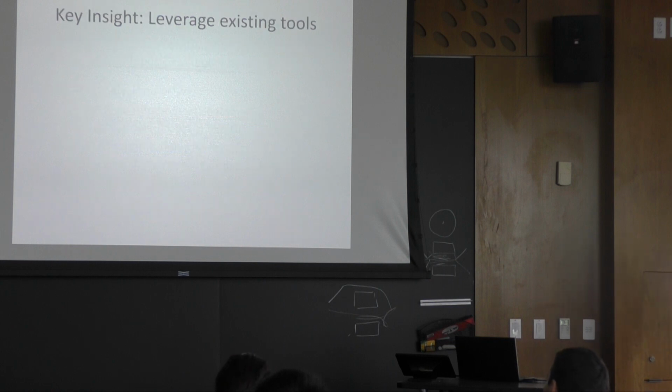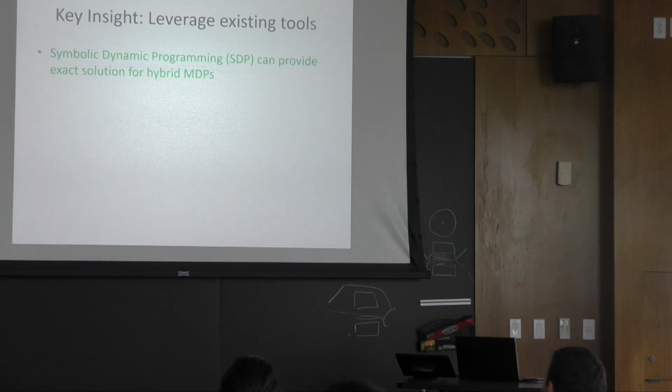Okay, and the key insight, there's not a whole lot new in this paper other than saying, hey, there are these cool tools out there and we can put them together in ways that no one's considered before. So the first tool is symbolic dynamic programming. And this allows us to give exact solutions to these really ugly mixed discrete continuous nonlinear hybrid MDPs. Okay? And they really can solve for the value function and policy as a function of these unknown parameters theta.